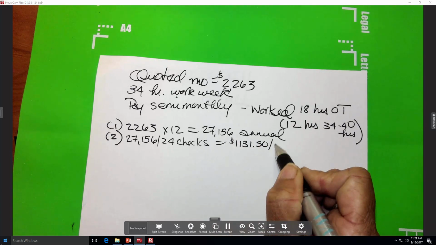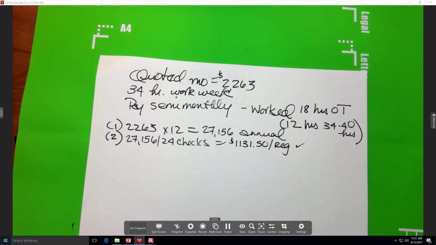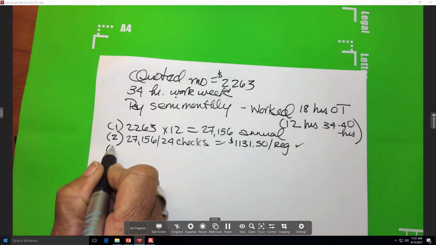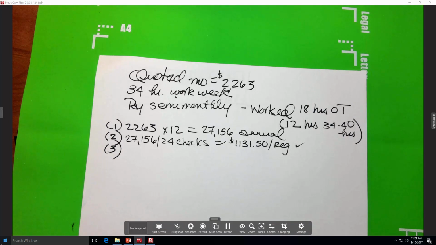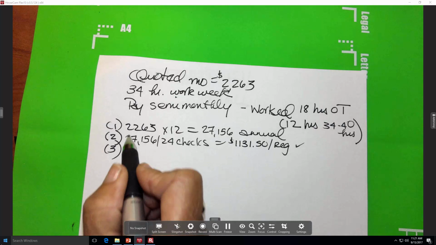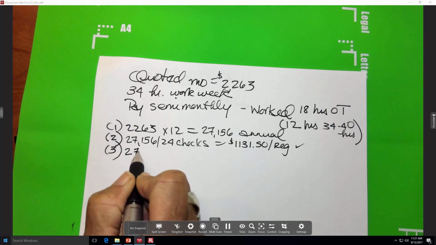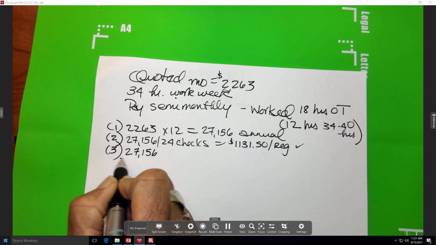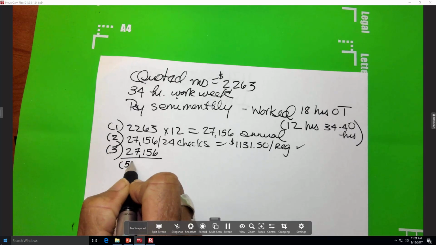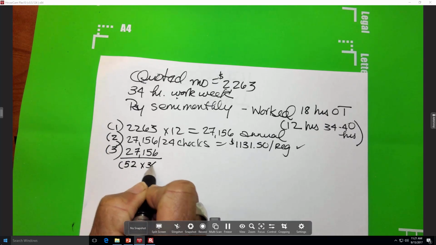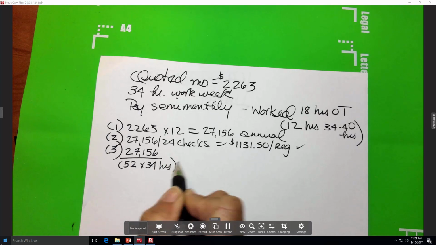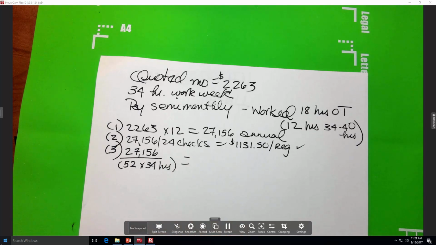$1,131.50 is my regular check, right? Okay, step three. How am I going to figure out how much my hourly rate is? Go back to annual, yeah? Times what? Yeah. I'm not commissioned for 2,080 hours. It's some other number, isn't it?